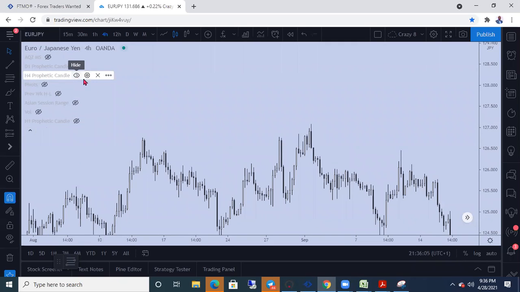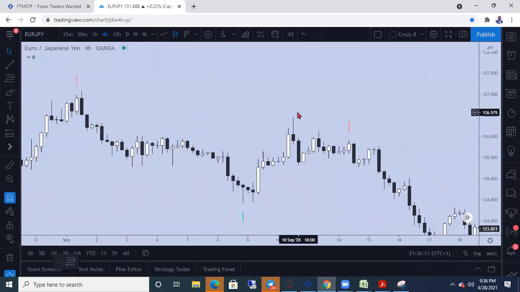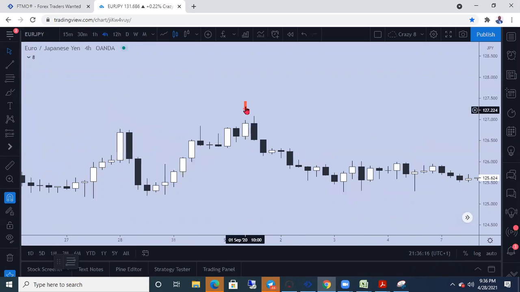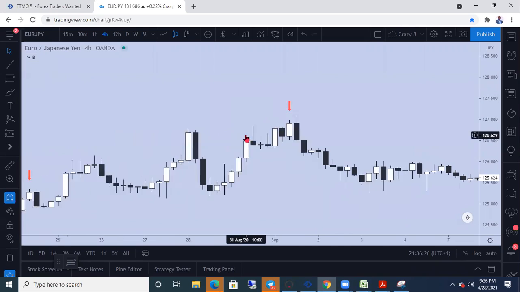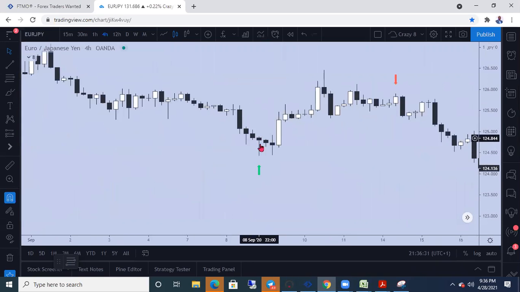So when I tap out the H4 prophetic candle, you'll find something on my chart. You'll be finding some red arrows pointing downwards, telling us that we should anticipate sells, and we'll be fibbing, in this case, the bullish candle that the arrow is over. Sometimes we'll have signs of bullishness like this, right?